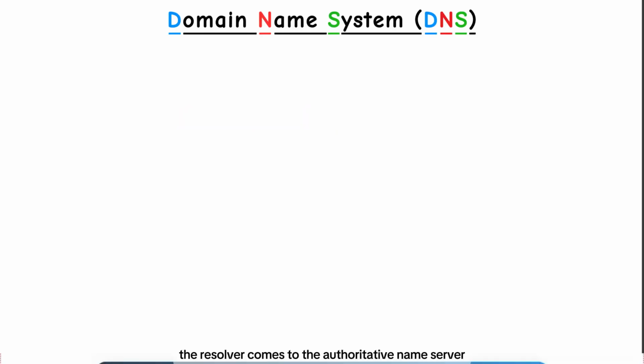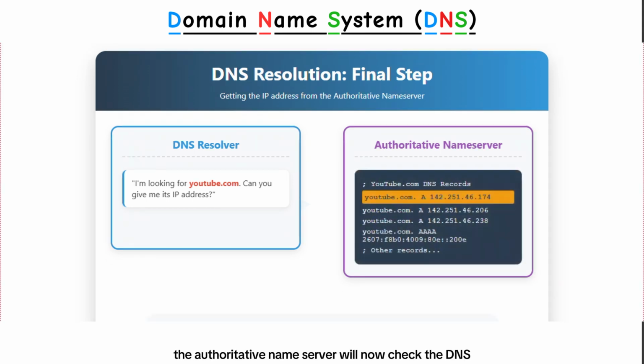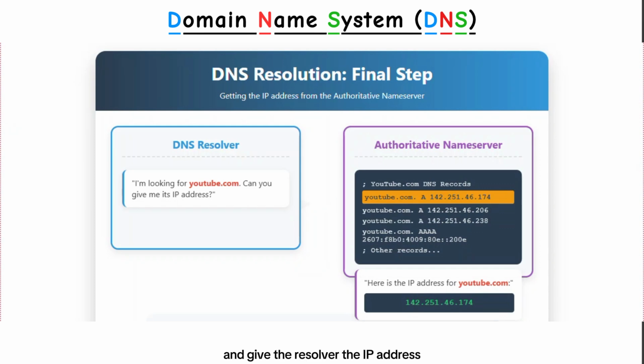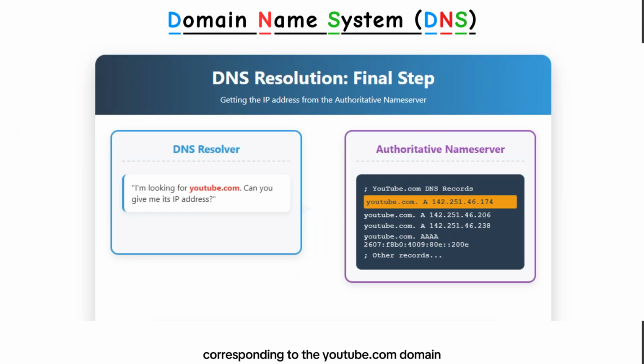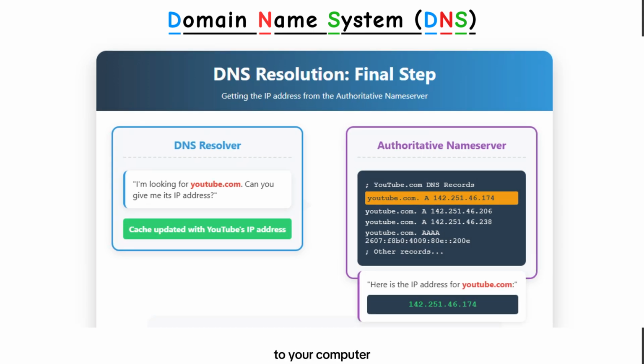Finally, the resolver comes to the authoritative name server that was given to it by the TLD server and asks it for youtube.com's IP address. The authoritative name server will now check the DNS records of youtube.com and give the resolver the IP address corresponding to the youtube.com domain. The resolver server will now update its cache and bring the IP address of youtube.com to your computer after the whole DNS query process.